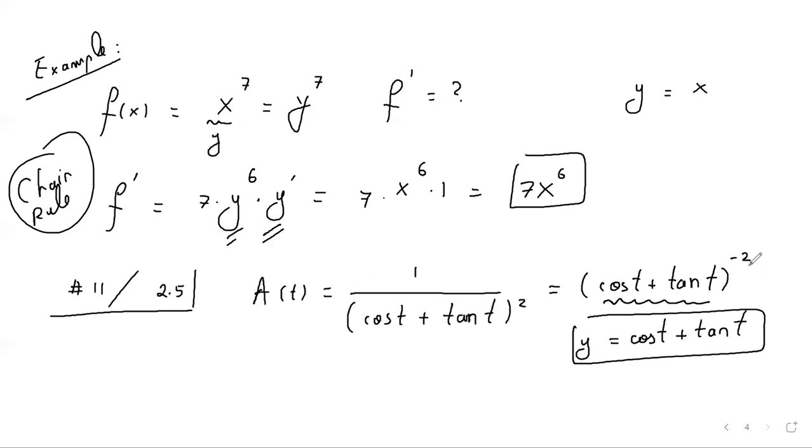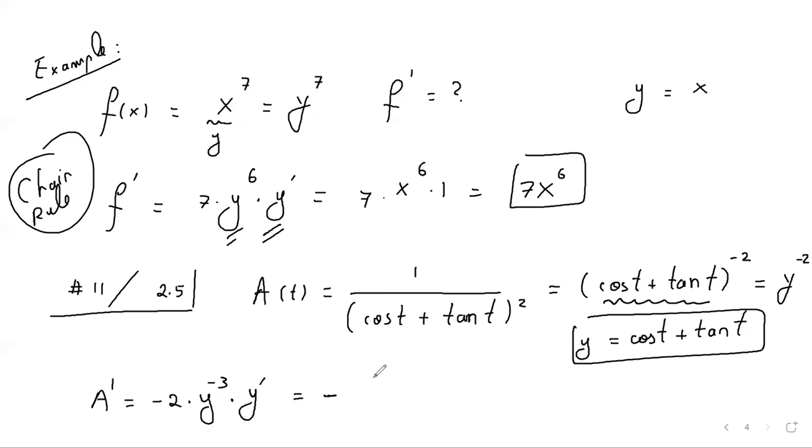The function is y to the negative 2. So the derivative is going to be, so let's write it this way here. So y to the negative 2, the derivative is going to be negative 2 times y to the negative 3 times, right? The negative 2, the exponent, you drop it by 1. Negative 3 times y primed.